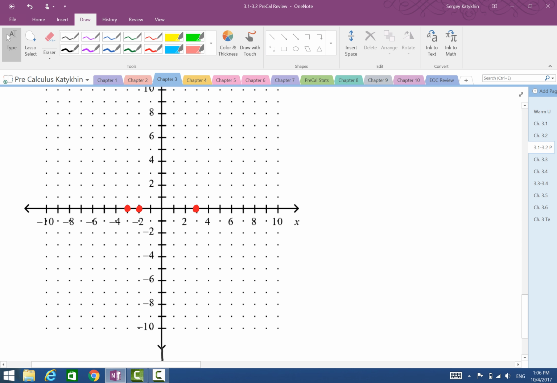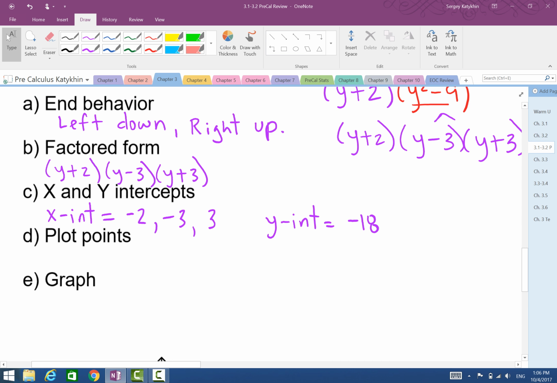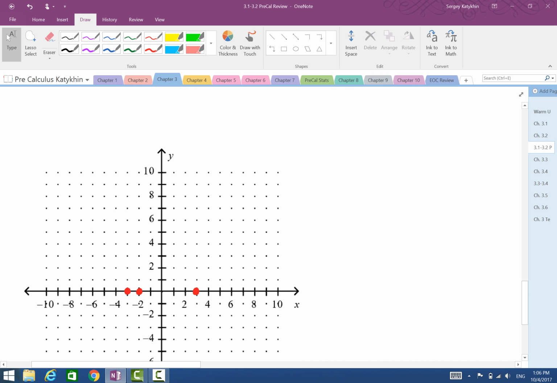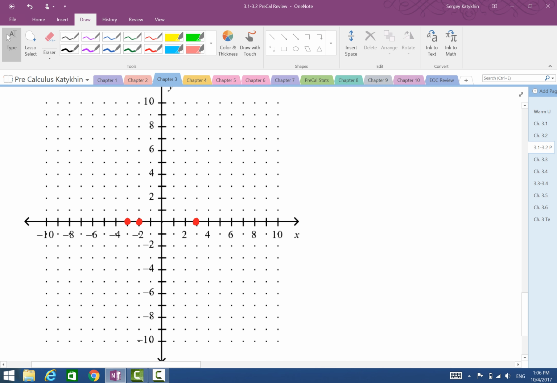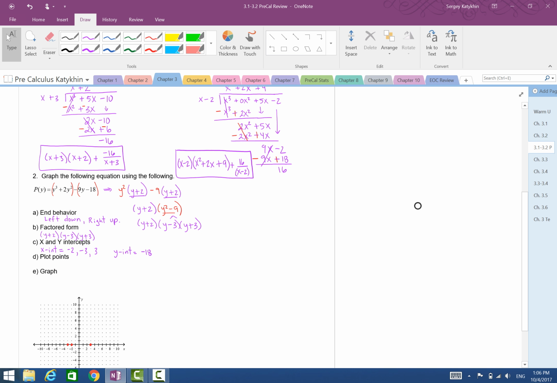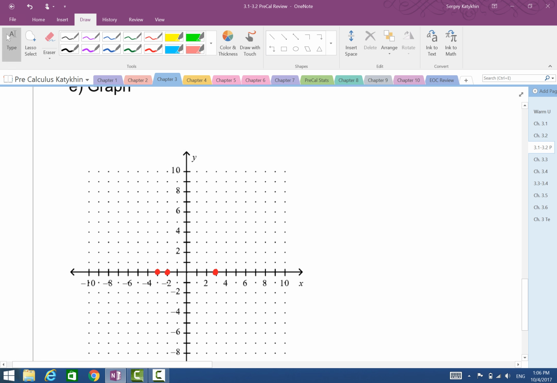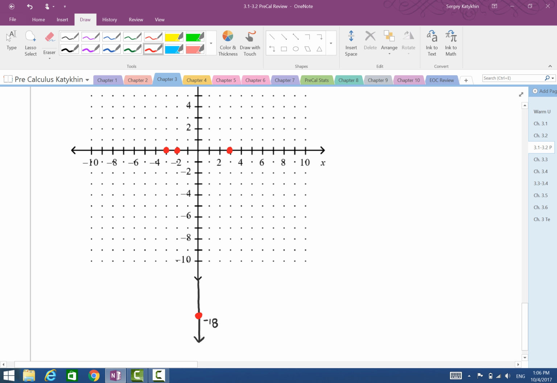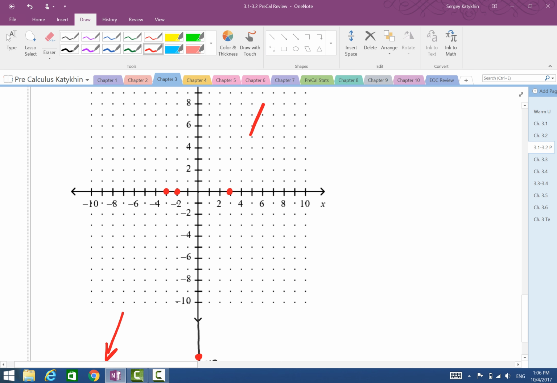Now remember what we said about the end behaviors. The end behaviors, the left side is going to be going down, the right side is going to be going up. So that means somewhere through these points, this thing is going to be going down on the left side and this thing is going to be going up on the right side. So that's what we have to pay attention to.